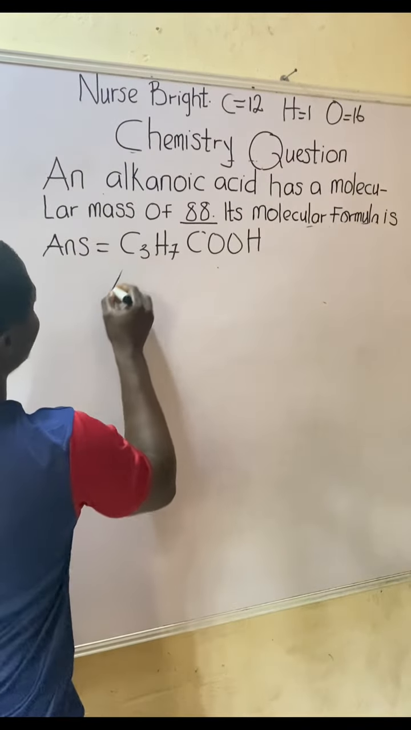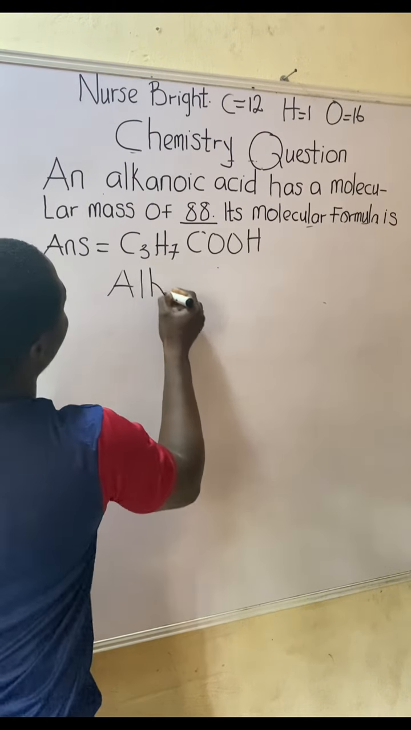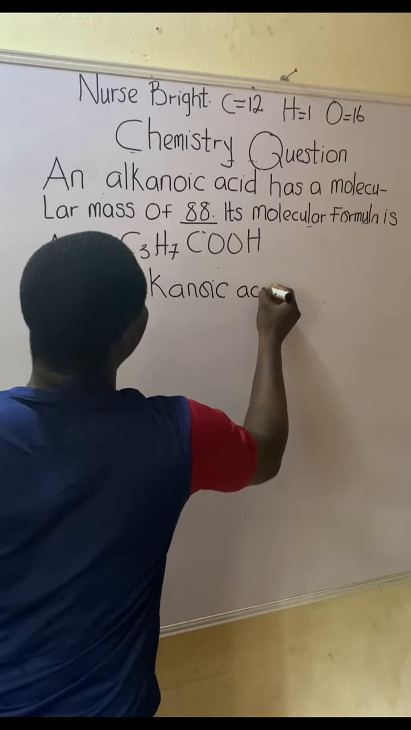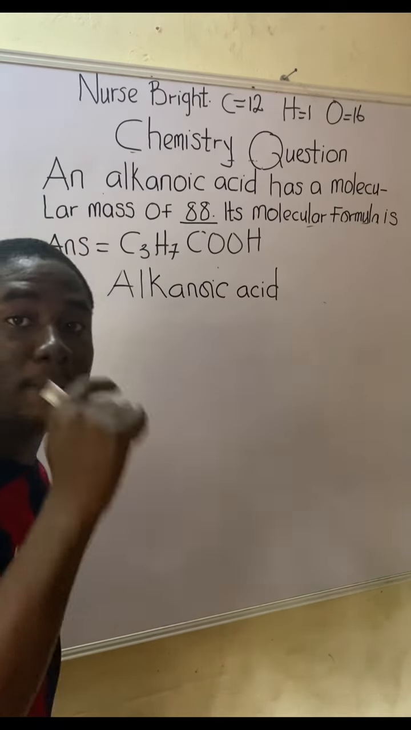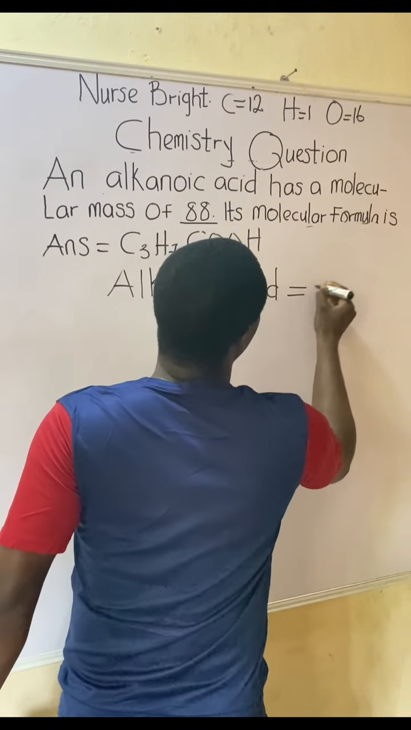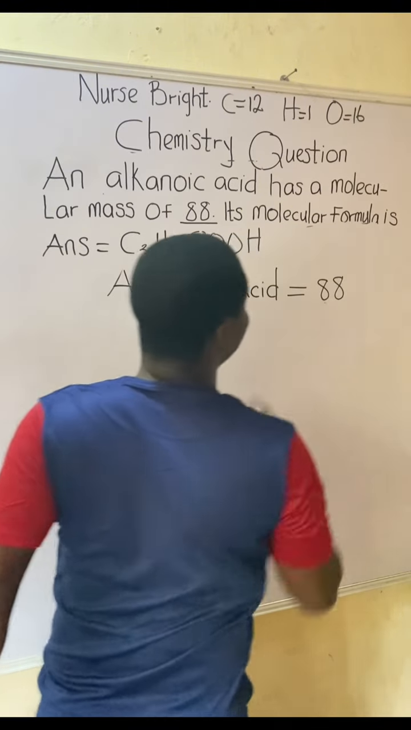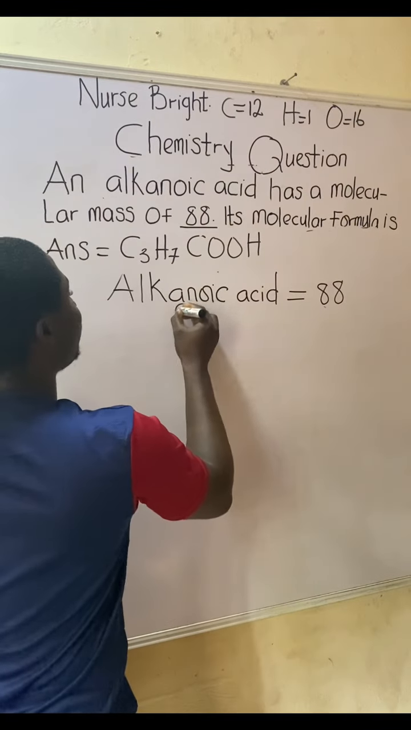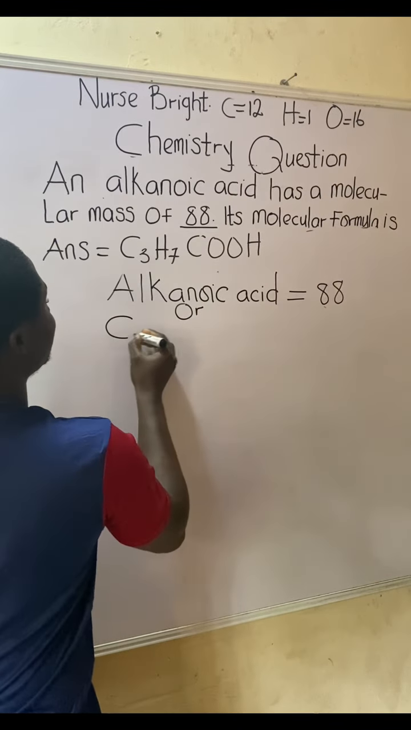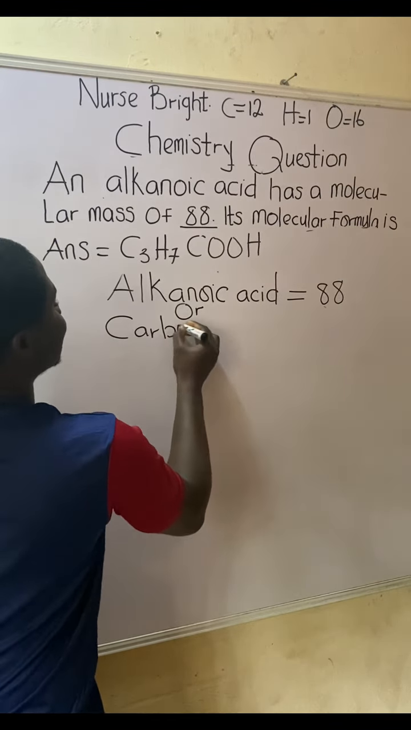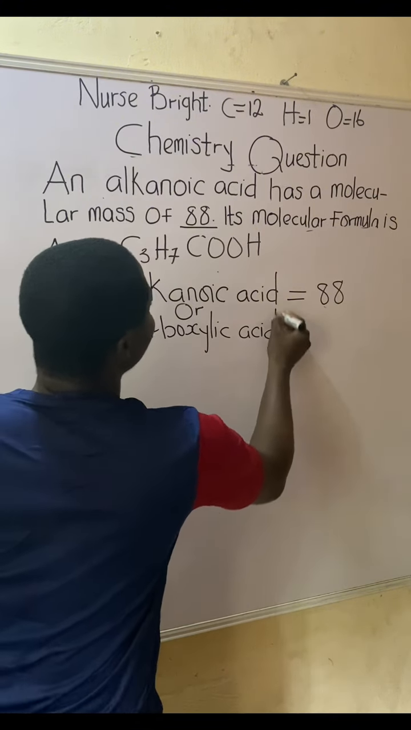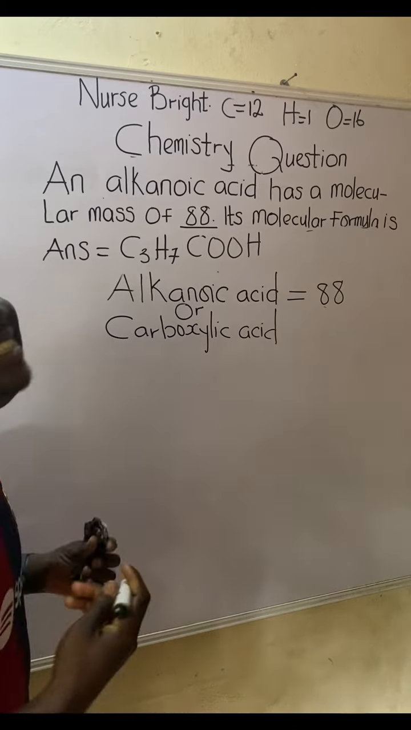First thing we do is simply this, watch. They told us, according to the question, that the compound, which is an alkanoic acid, has its molecular mass to be 88. So the molecular mass of the compound is 88. I'll bring that particular value down. Remember, alkanoic acids are also called carboxylic acids. This must be noted. So moving further, what do we do next?